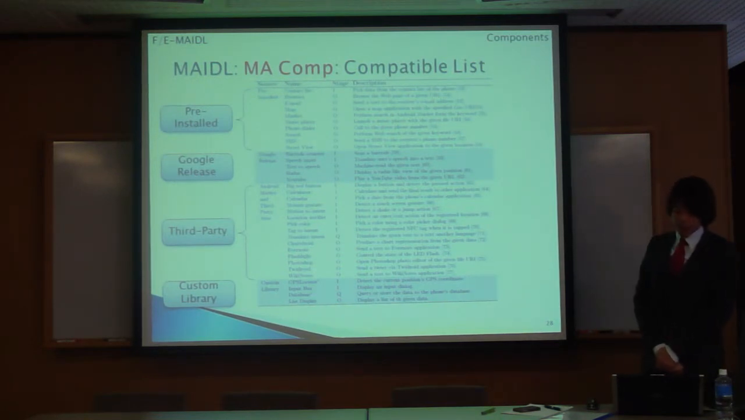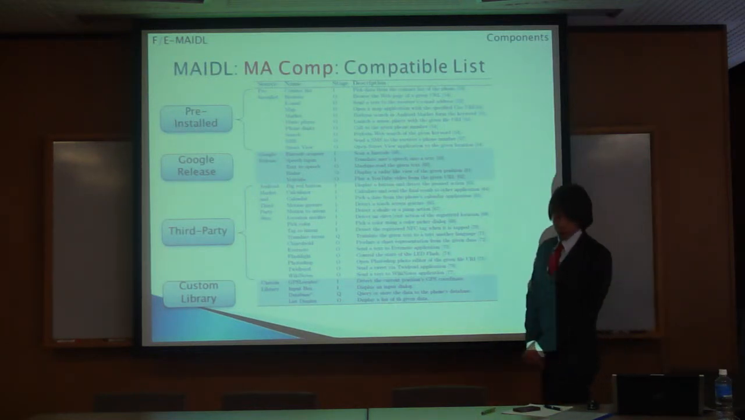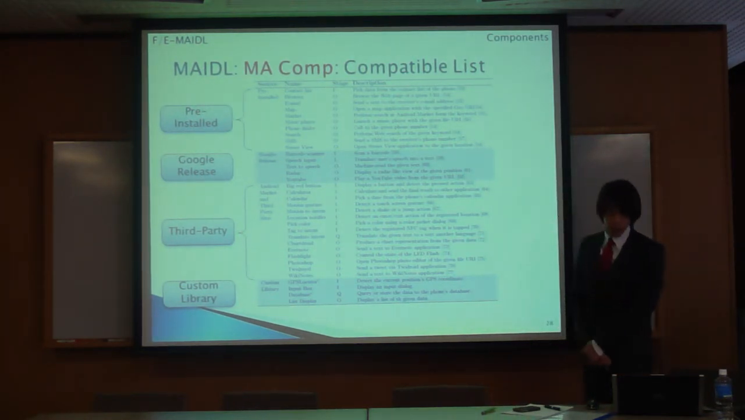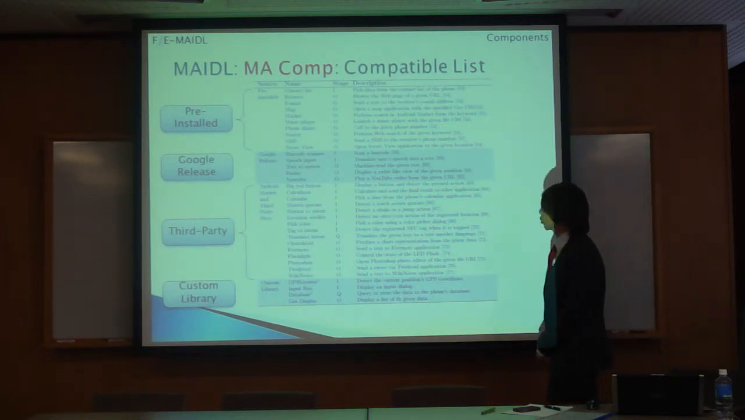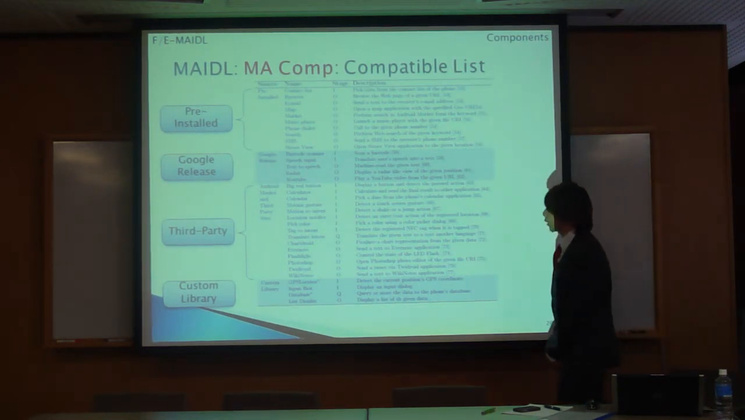The applications that are compatible with MIDO are listed in 4 categories. We have pre-installed, Google release, and third-party applications that are available for download from online distribution, such as Android Market or some web servers that provide the applications online. We also add some custom libraries for testing purposes. And most of the applications, if you see in the middle column, work in the input or output state. So there are few mobile applications that work in the query state in the middle before the mashup ends.